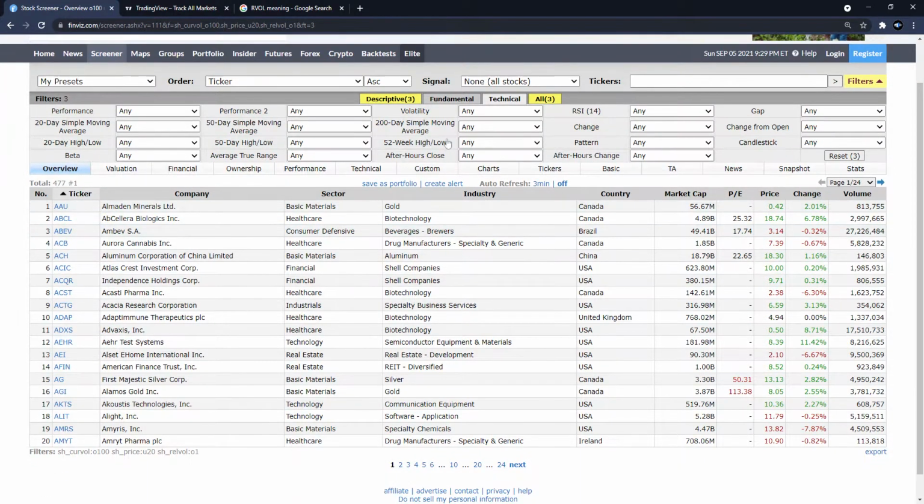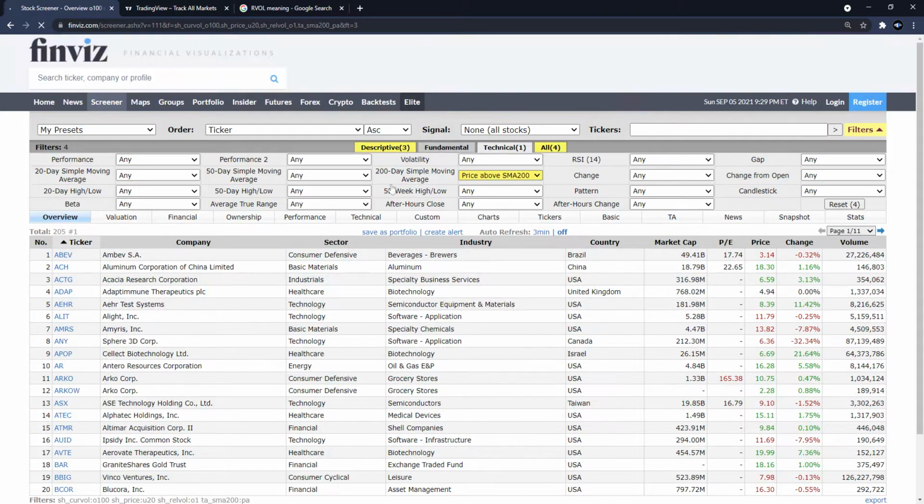Where the stock is on the chart. If the price is above the 200-day simple moving average, that tells us we're in an uptrend, and vice versa. So what we want to filter right here will be for the price to be above the SMA 200. Okay, just like that.